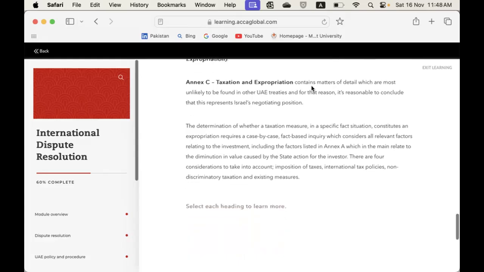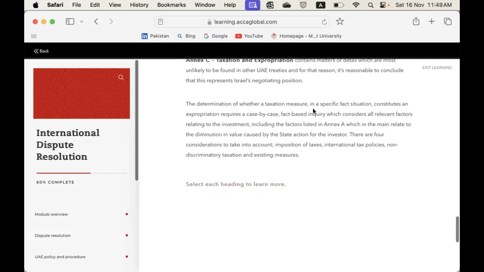Taxation and expropriation contains matters of detail which are most unlikely to be found in other UAE treaties, and for that reason, it's reasonable to conclude that this represents Israel's negotiation position. So basically, this is kind of giving reference to other treaties of UAE as well. So if a measure has not been implemented in other treaties at a large scale, then this strengthens Israel's position to negotiate on such matters.